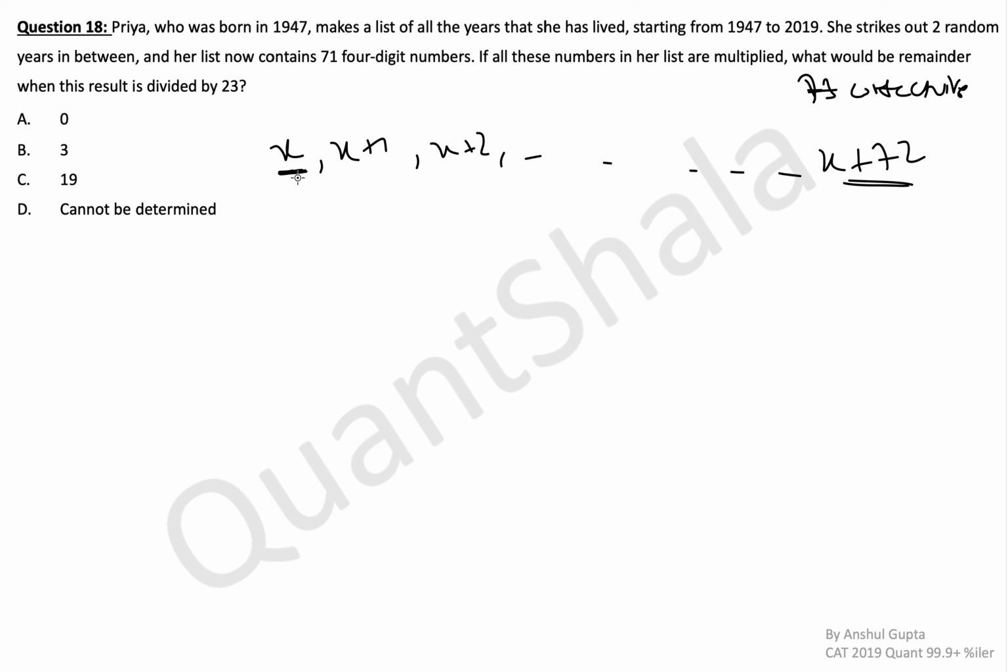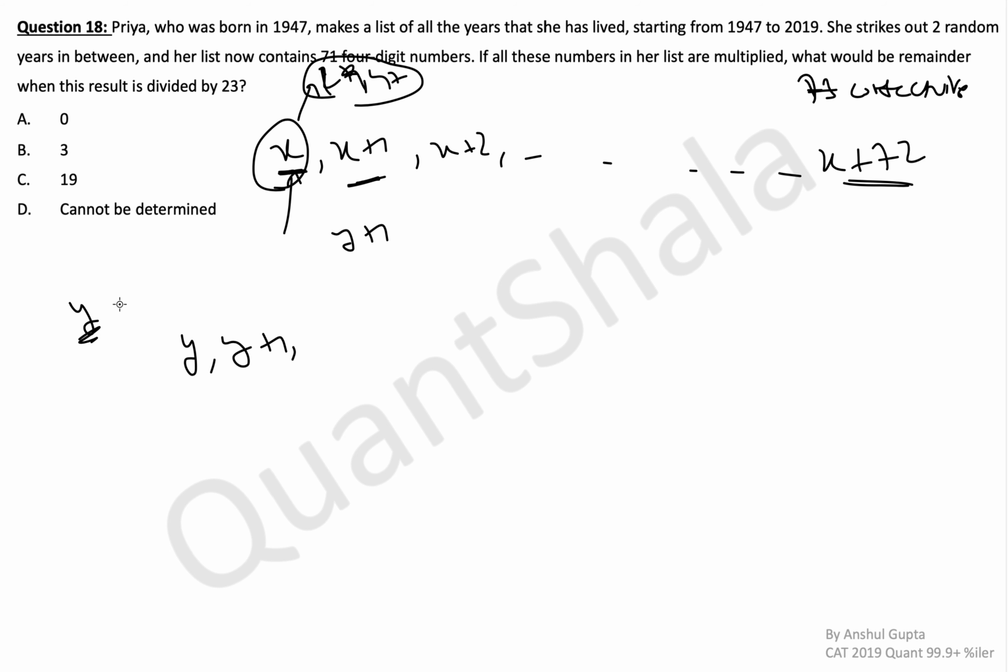Now if the remainder of this with 23 is, let's say, anything, y. What will be the remainder of the next with 23? y plus 1. Why am I writing y? This could be anything, right? In this case it is 1947, but let's try to solve it generically. 1947's remainder with 23 is y, is what I'm assuming.